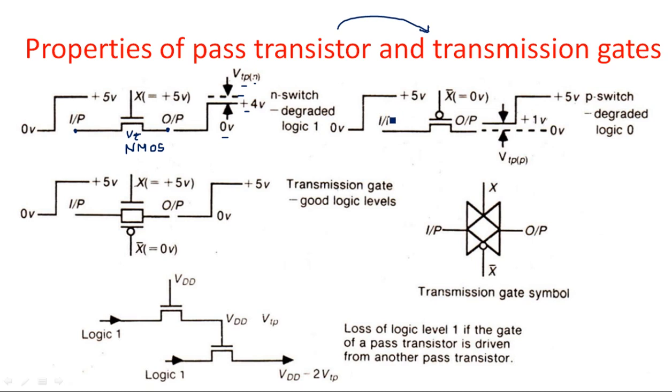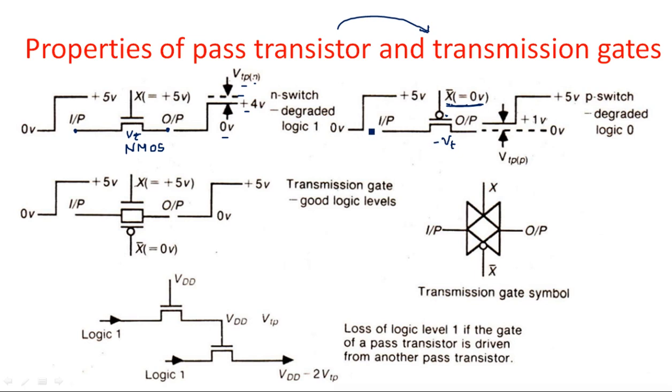Now apply the same case with respect to the PMOS transistor. The PMOS transistor has 0 as the control input to make the transistor on, because it is a PMOS transistor having the bubble. So that's why we give X bar equal to 0 volts, logic 0. That makes the transistor in on state. Now the PMOS transistor has a negative threshold voltage.